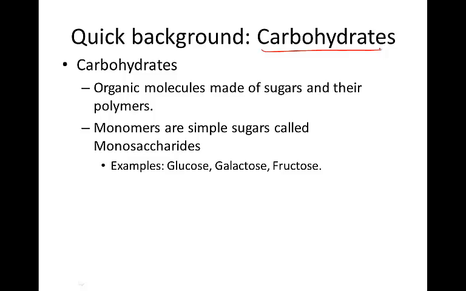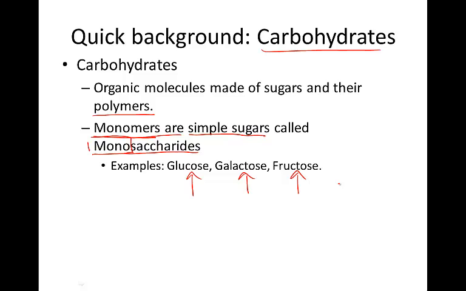Carbohydrates are organic molecules made of sugars and their polymers. Polymers are large molecules, and they are made of monomers, or single building block units. In this case, carbohydrate monomers are called simple sugars or monosaccharides. Mono meaning single, saccharide meaning sugar. The three key examples that are relevant for today are glucose, galactose, and fructose.